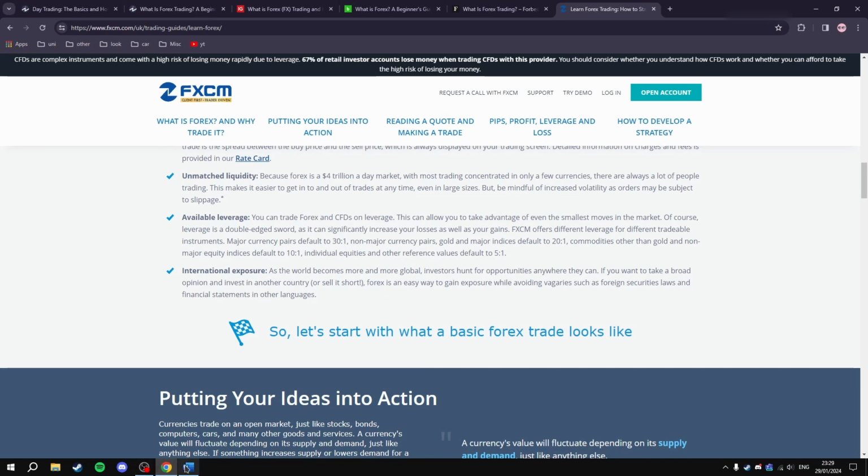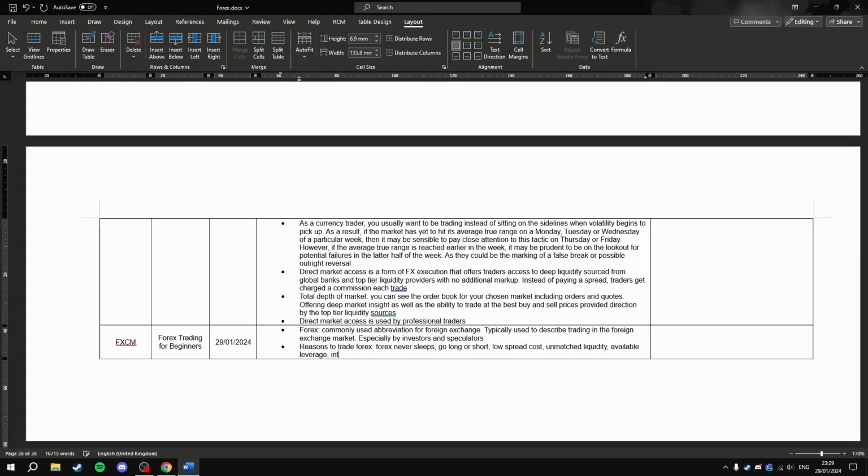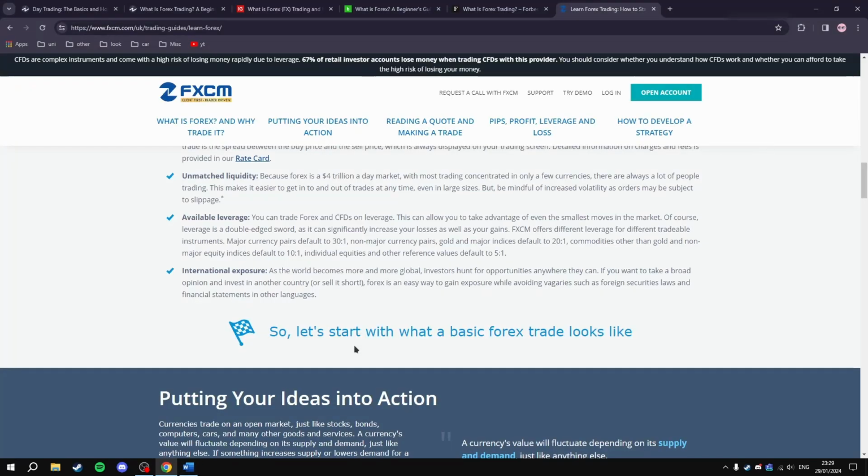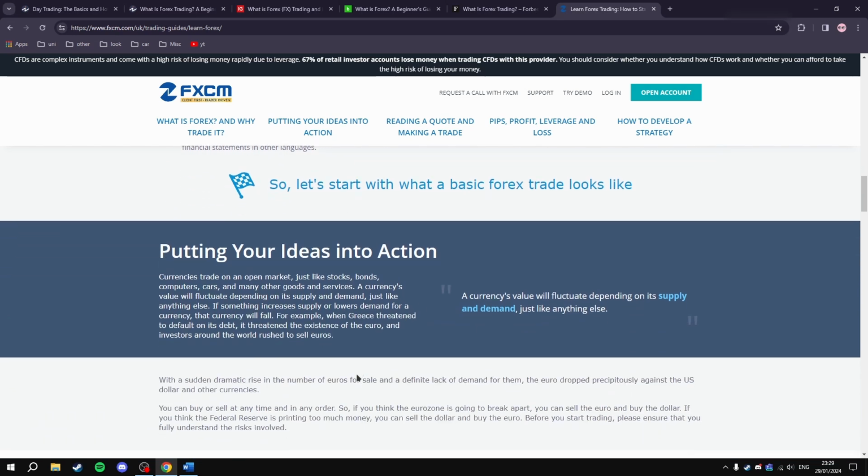International exposure. As the world becomes more and more global, investors hunt for opportunities anywhere they can. If you want to take a broad opinion and invest in another country or sell it short, Forex is an easy way to gain exposure while avoiding vagaries such as foreign security laws and financial statements in other languages. So let's start with what a basic Forex trade looks like.